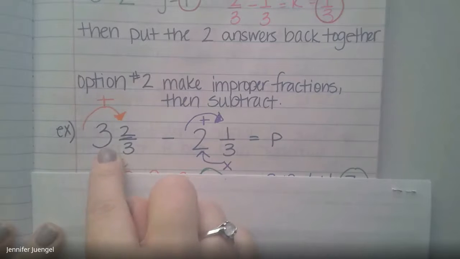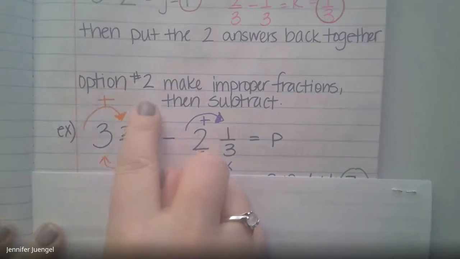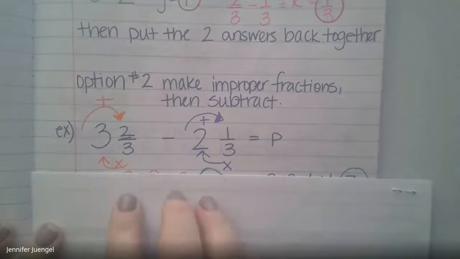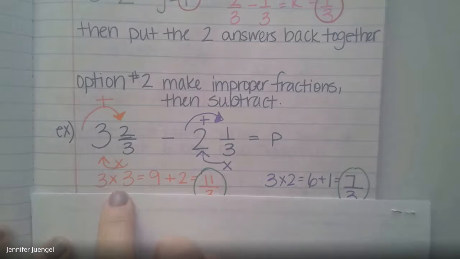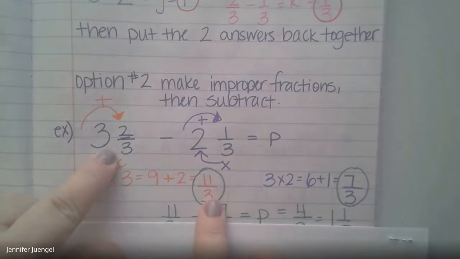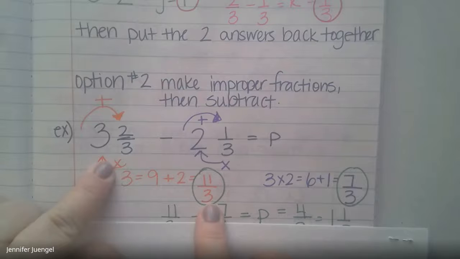3 times 3 equals 9. Then we keep on going, rock around the clock, back to the numerator, but this time we add. So 3 times 3 was 9 plus 2. Now the new name for this fraction is 11/3. Same exact fraction, same value, different name.